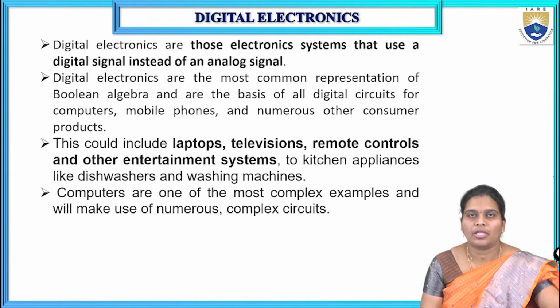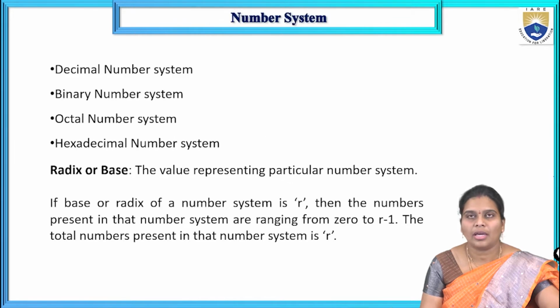In digital electronics, the main concept depends on number systems. First, the concepts are the number systems: the decimal number system, binary number system, octal number system, and hexadecimal number system. Generally, to calculate any item or any particular value in the decimal number system, we measure items using decimal values only, that is 0, 1, 2, 3, 4, 5 and so on. That is the decimal number system.